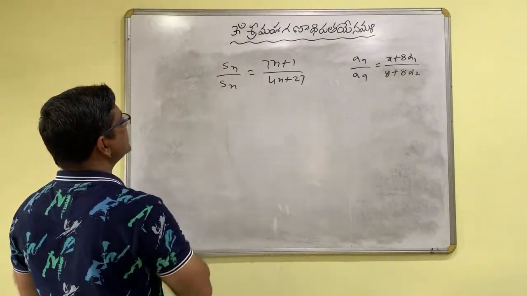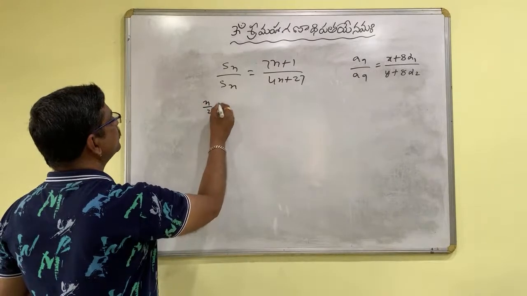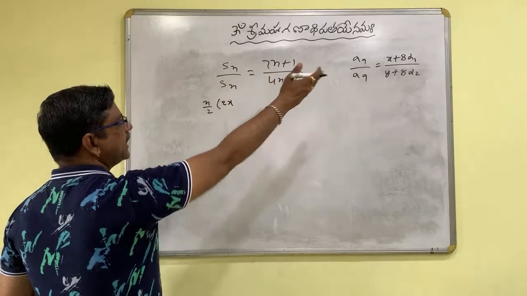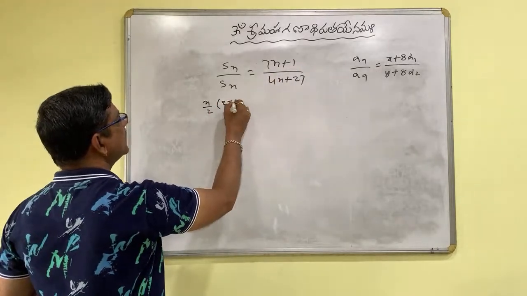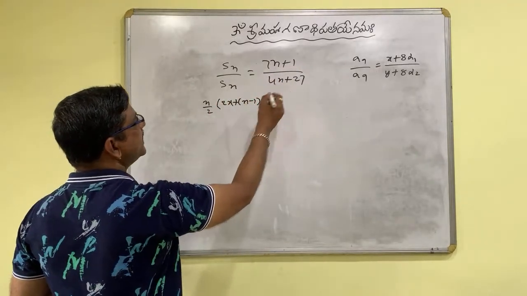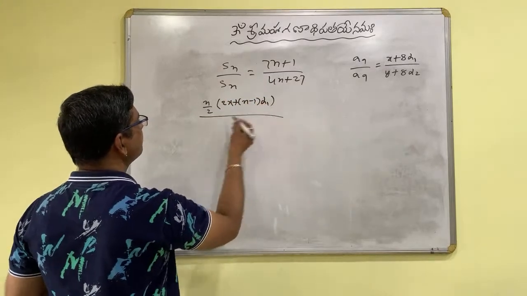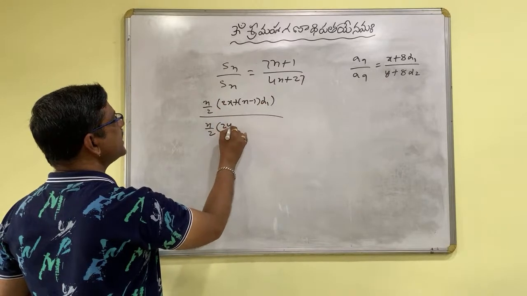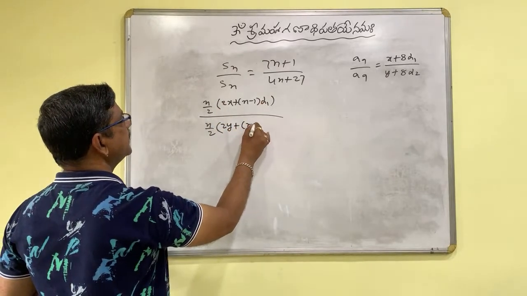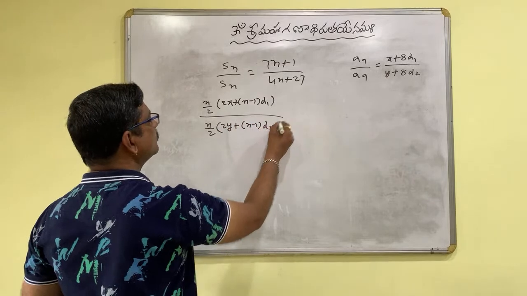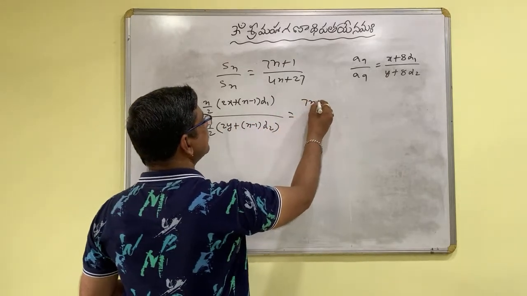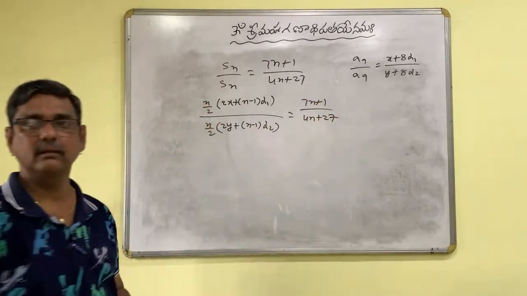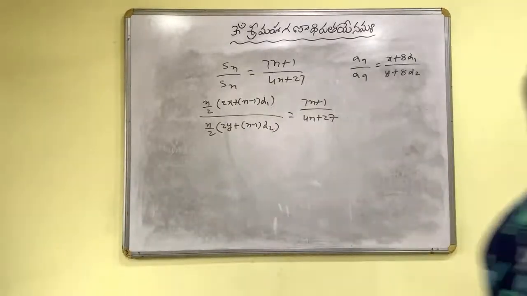Sn of this AP is n by 2 into 2x plus n minus 1 into d1, and for the second AP n by 2 into 2y plus n minus 1 into d2. Their ratio is given as 7n plus 1 by 4n plus 27. This is given. Okay?